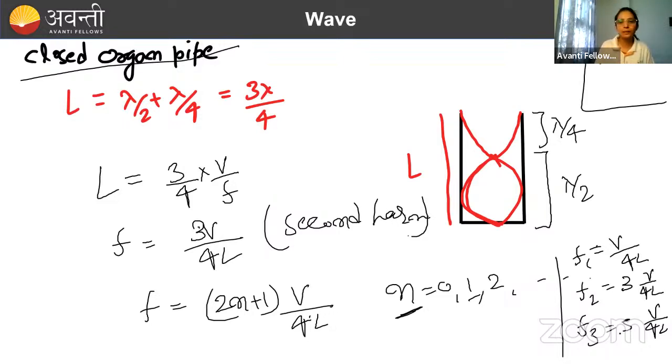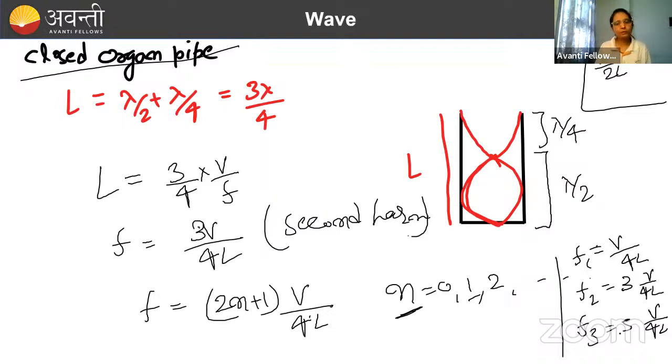Like there, what was our general formula? NV by 2L. So N can take first frequency V by 2L, second 2 into V by 2L, third 3V by 2L, fourth 4V by 2L, so all even and odd harmonics it is taking, but here only odd harmonics, right? So this is all the formula that you need to remember in your head regarding organ pipes and a string fixed at both ends. Is it clear to everyone? There may be one more thing you require, and that is your end corrections.